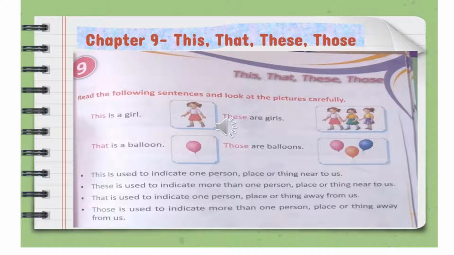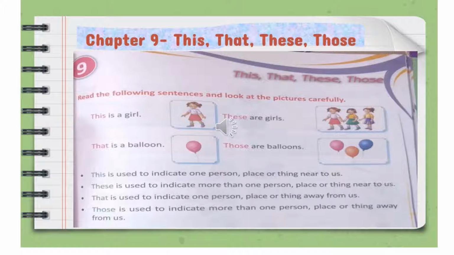In the first picture, a girl is there. So we have written, this is a girl. In the second picture, a balloon is there. So we have written, that is a balloon. On the right side, in the upper picture, 3 girls are there, which means more than one. So we have written, these are girls. And in the next picture, 3 balloons are there. So we have written, those are balloons.